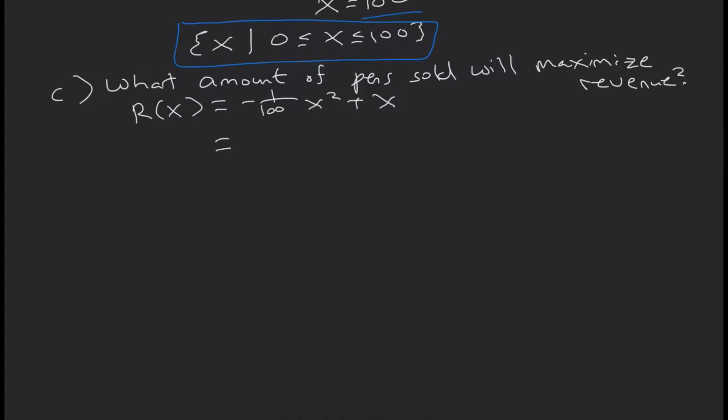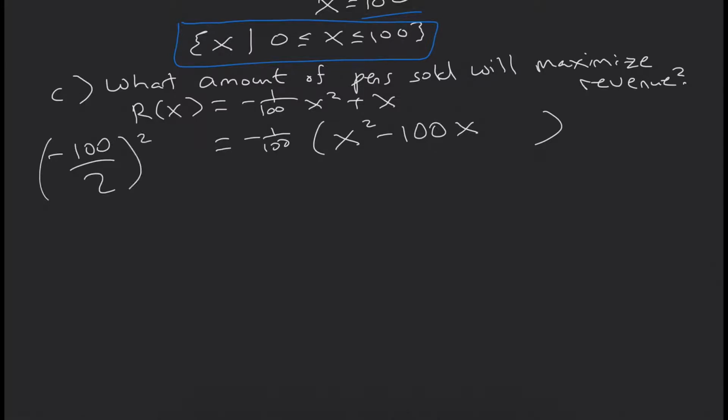And now I can go ahead and complete the square. So I'm going to factor out the negative 1 over 100. That'll leave me with X squared minus 100X. And nothing on the outside, that's okay, not a big deal. So in front of the X, I have a negative 100. Can divide that by 2 and square it. Negative 100 over 2 is negative 50. I'm going to square that.